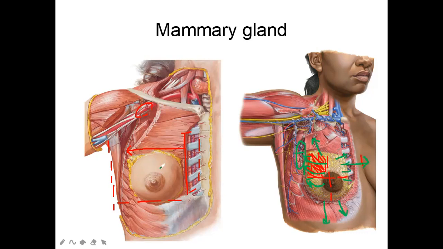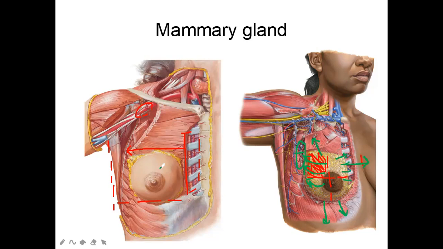Then looking at this mammary gland, we said it's an accessory gland of the skin, yes. And then within it, we find glands that produce milk, right? So we find the alveolar glands within that. And there are fibrous septa that extend into the gland, dividing the gland into lobules.